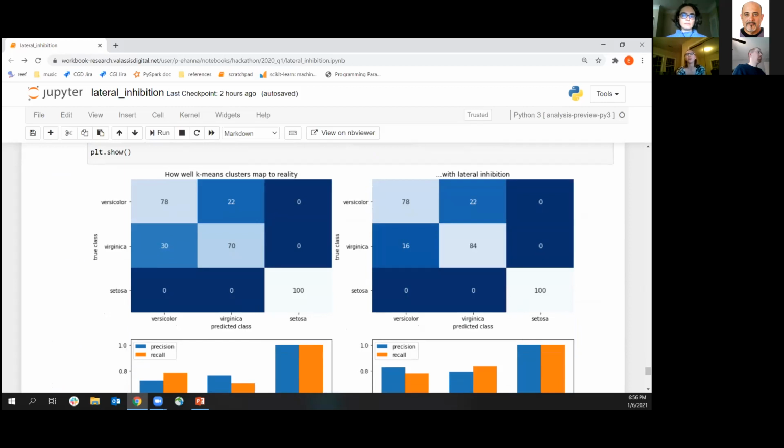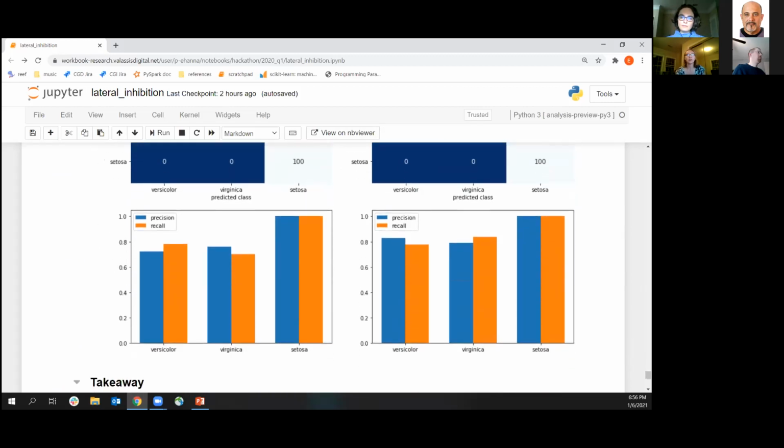You know, there was nowhere to go but up with Setosa. These are not raw counts, these are percentages. Versicolor is about the same. But we do see that there is less of a chance for virginica to be mistaken for versicolor than there is before we have done the lateral inhibition procedure. We see a much nicer diagonal here. We see slightly higher values for precision in the versicolor.